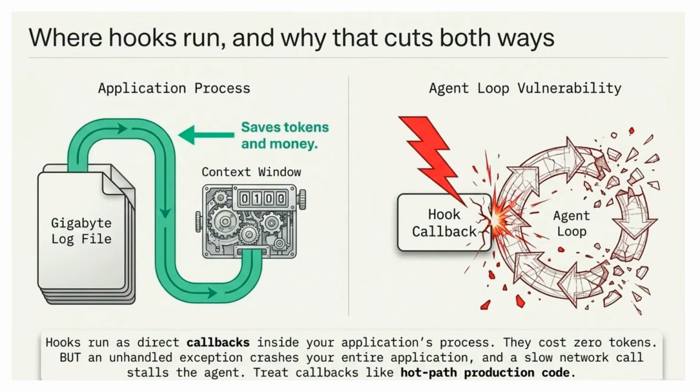The downside is that because the hook is your code in your process, an exception in a hook can crash your application, and a slow hook stalls the agent. The default timeout is 60 seconds per matcher. A hook that makes a network call on every pre-tool use will make the agent feel sluggish, and an unhandled error in a hook takes down the run. Treat hook callbacks like production code in a hot path. Guard against exceptions, keep them fast, and push anything slow into an async output or a background queue.